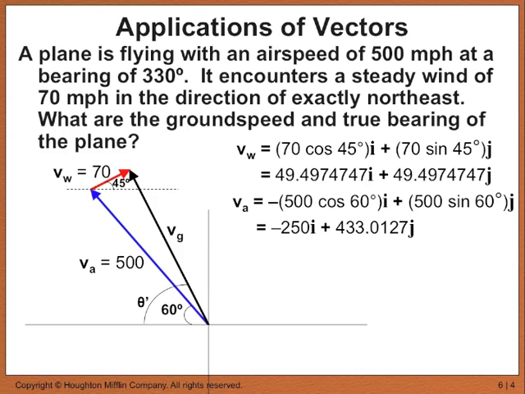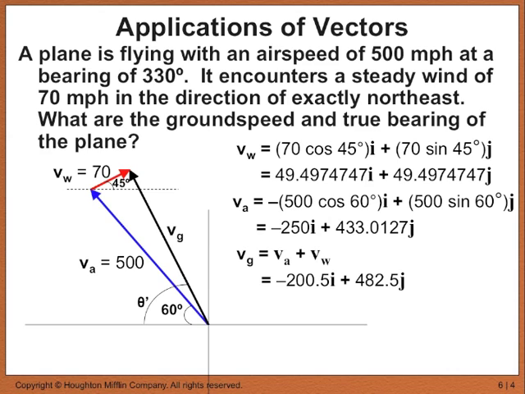Now recall that the black vector, V sub G, is the sum of vector A and vector W. So V sub G equals V sub A plus V sub W. And since we've calculated V sub A and V sub W, we can find the vector sum simply by first adding the horizontal components and then adding the vertical components. And this is what we get.